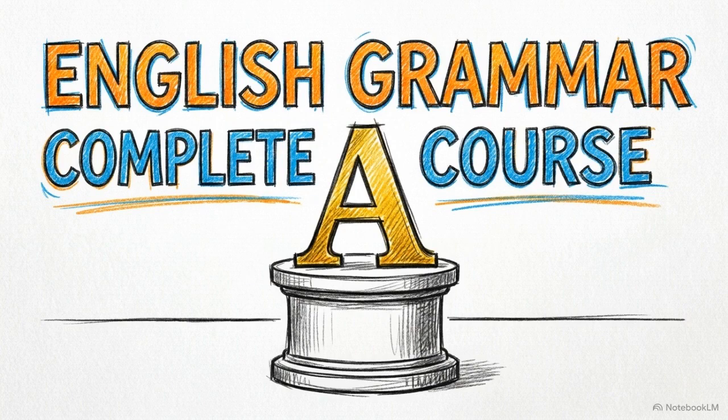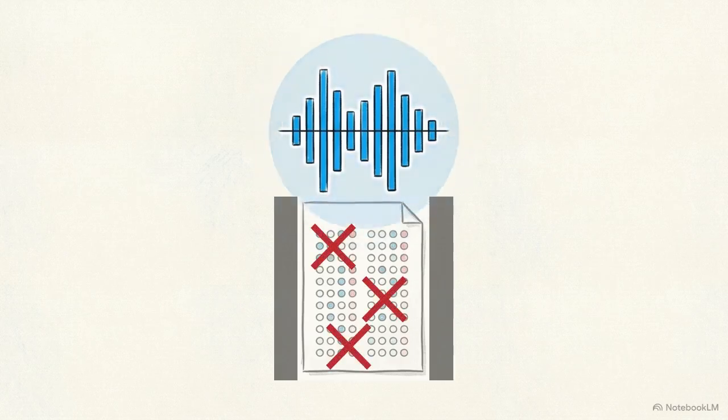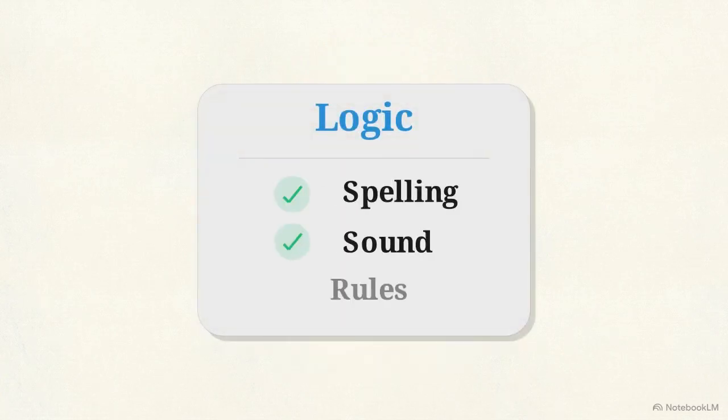Article A looks like the simplest word in English. However, because its use depends on sound rather than just spelling, it is a frequent source of errors in competitive exams and interviews. Today, we look at the logic that prevents those mistakes.